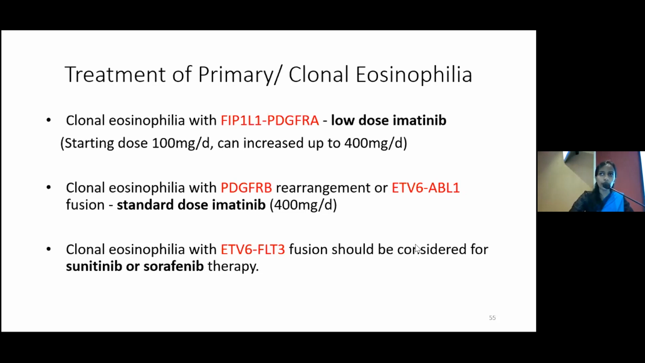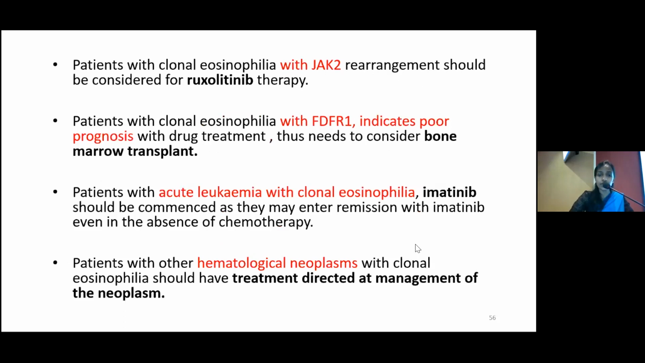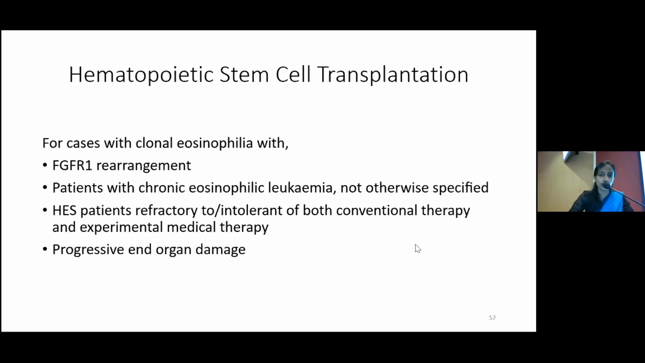Moving on to treatment of primary or clonal eosinophilia, the exact drug depends on the exact type of primary or clonal eosinophilia. However, the recommended drugs are low-dose imatinib, standard-dose imatinib, sunitinib, sorafenib, ruxolitinib, and interestingly, there's a place for bone marrow transplant in these patients. So indications for hematopoietic stem cell transplantation in patients with primary or clonal eosinophilia includes patients with FGFR1 rearrangement, patients with chronic eosinophilic leukemia not otherwise specified, hypereosinophilic syndrome refractory to therapy, and patients with progressive end-organ damage.